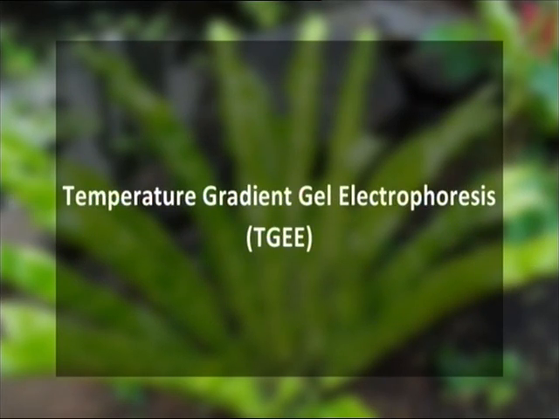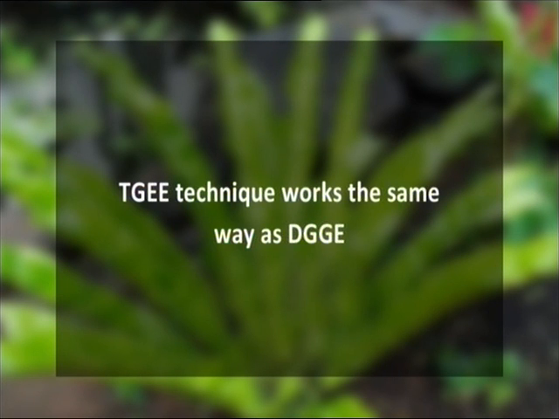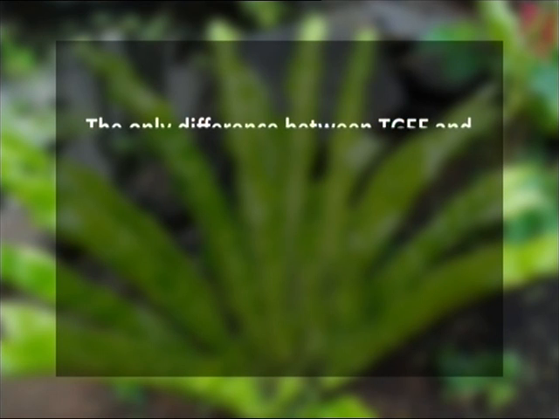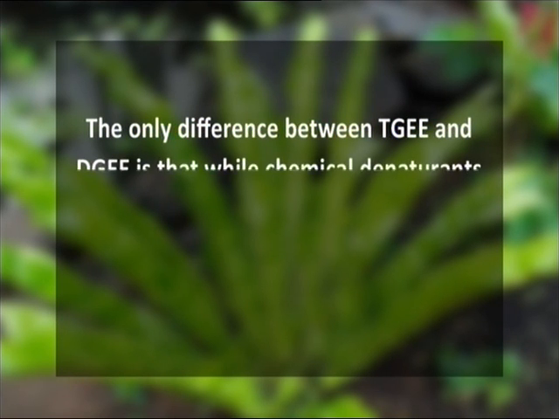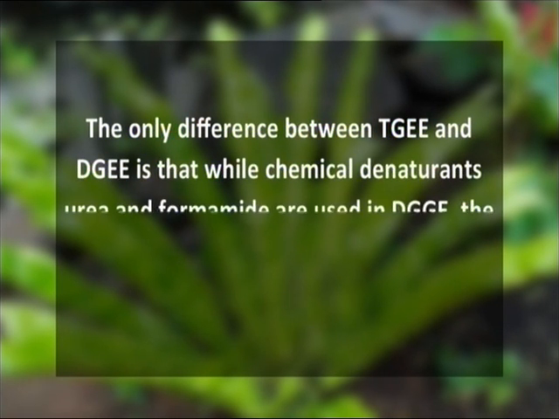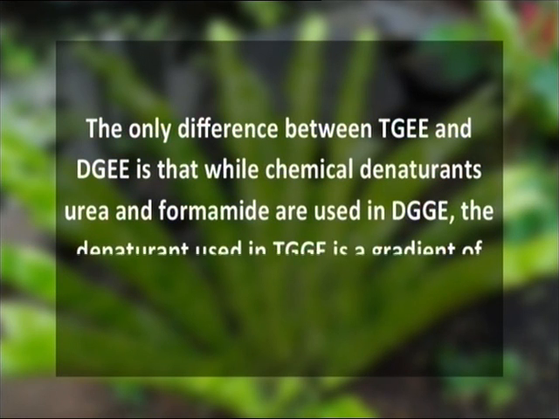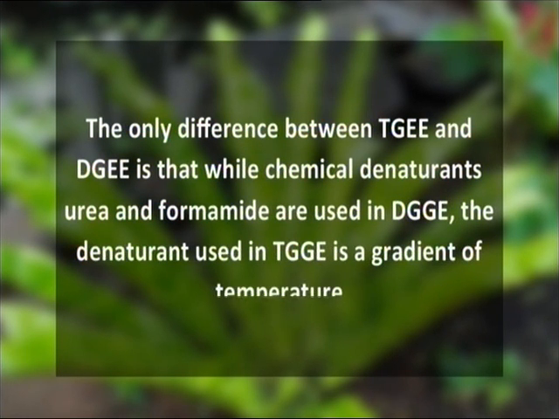Now, the next technique is temperature gradient gel electrophoresis. It's abbreviated as TGGE. This technique works the same way as DGGE. The only difference between the two is that while chemical denaturants, that's urea and formamide, are used in DGGE, the denaturant used in TGGE is a gradient of temperature, hence the name.